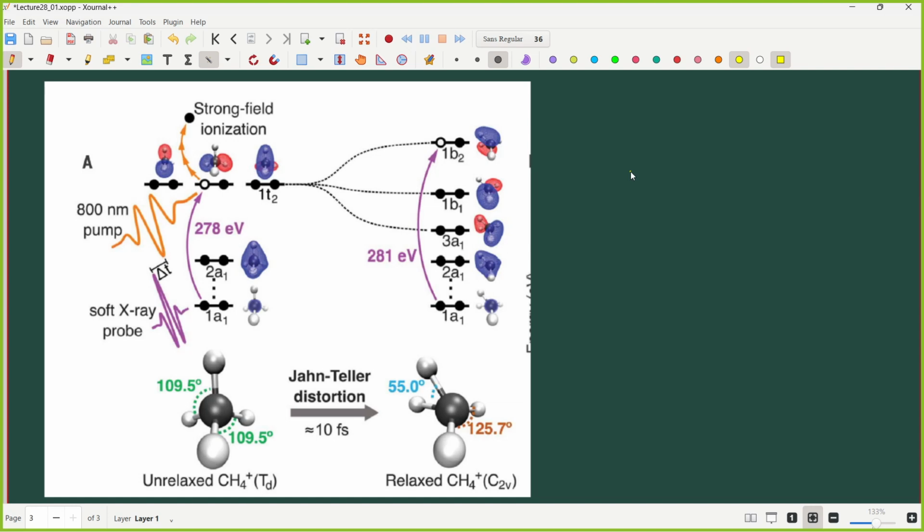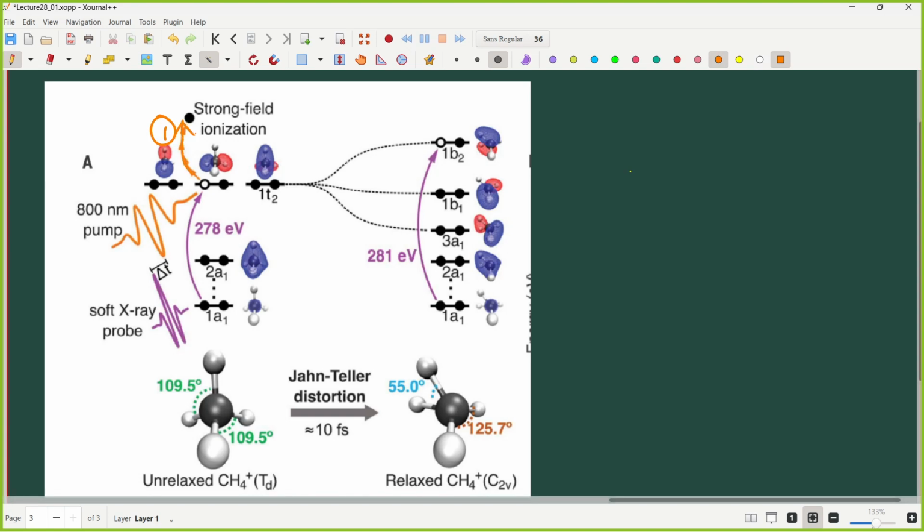Okay, so what they first do is they ionize one of the high-lying ones with what's called strong field ionization. So the first step that they do is they take this electron out. They kick this electron out of the p orbital. So what you do is you create what's called a hole. There's a hole there. And then what they do now is they take an X-ray pulse. So first they excite that electron to ionize at 800 nanometers. That's what removes that electron. The 800 nanometer pump. So that removes the electron.